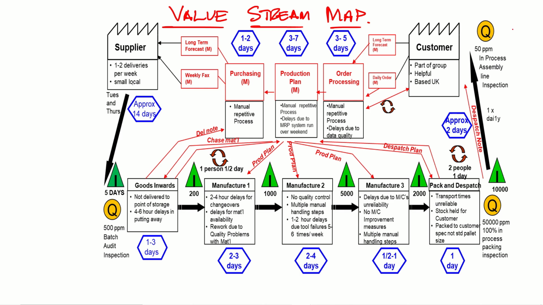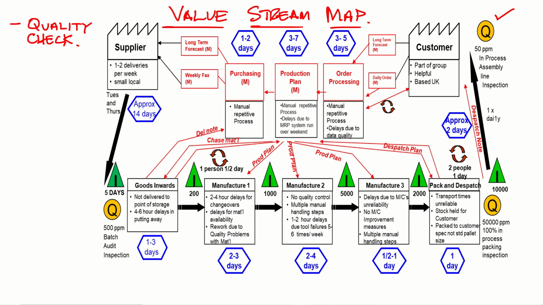If we start in the top right hand corner, the Q there, that Q symbol is a quality check. Obviously, a quality check delays the movement of goods through your company. So it's a delay point. It might be necessary at this point because you have poor quality. That's not the point. It's an opportunity to improve.